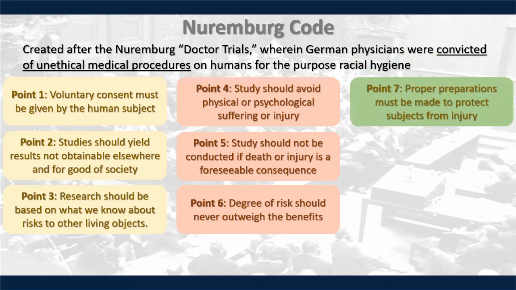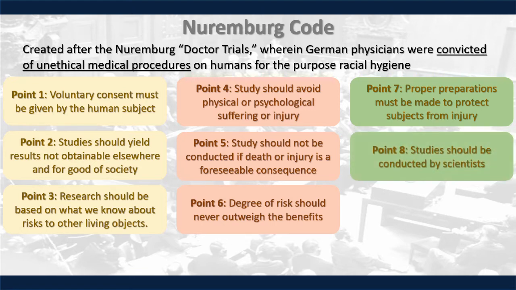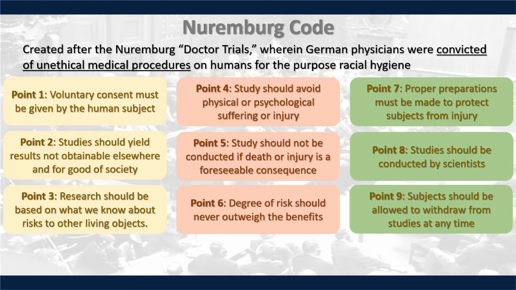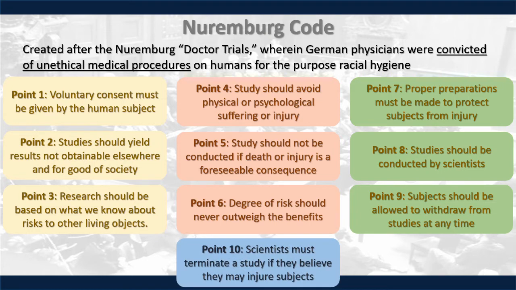The seventh point is that the researcher must have foresight in making sure that things are in place so a participant is not injured during the course of his or her participation. Point 8 is that only capable scientists and researchers should carry out research. The ninth point is that a participant should be allowed to withdraw from a study at any time without incurring any penalty from the researcher. And finally, the 10th point is that scientists must end or suspend a study that they believe might have led to injury or might lead to injury.